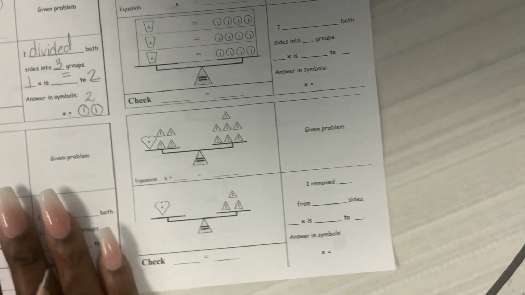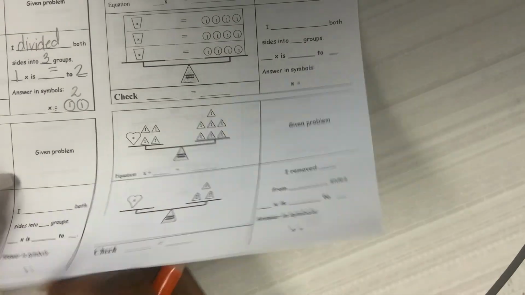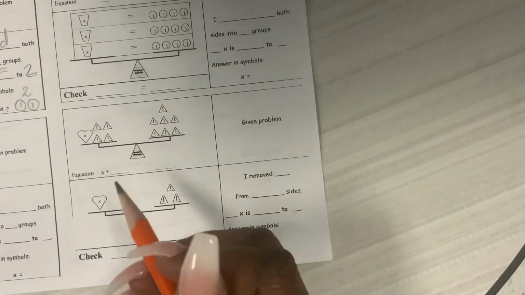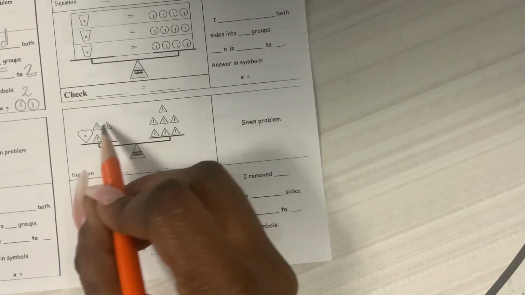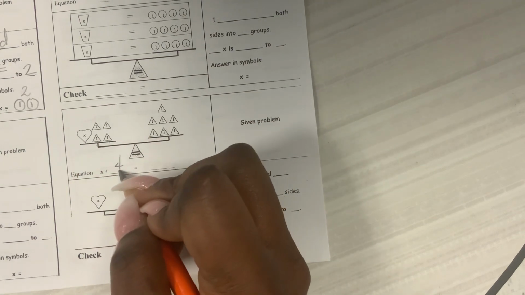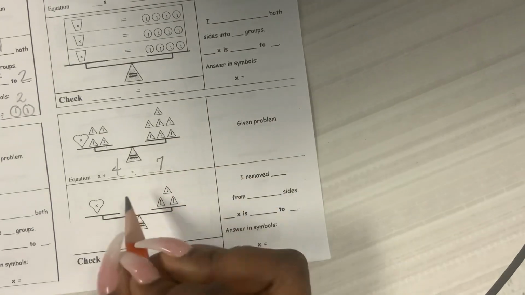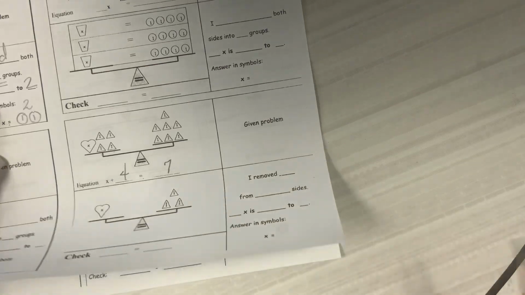Let's look at this one over here, and then I'm going to leave you to do the packet on your own. But please remember that you have to draw the pictures on the other ones. But let's look at this one. I have 1x and 4 ones, and that's going to equal 7 ones. I have my equation here. So now you can solve from here because you know what to do.